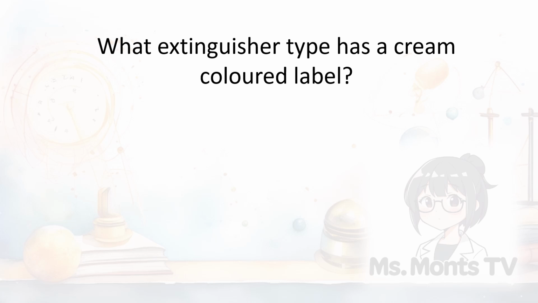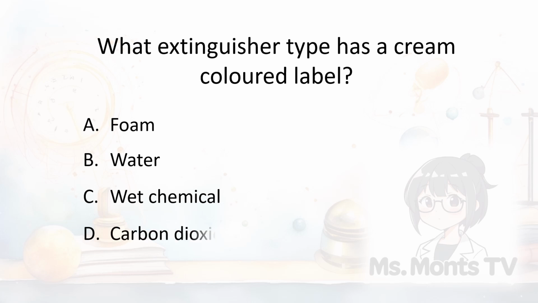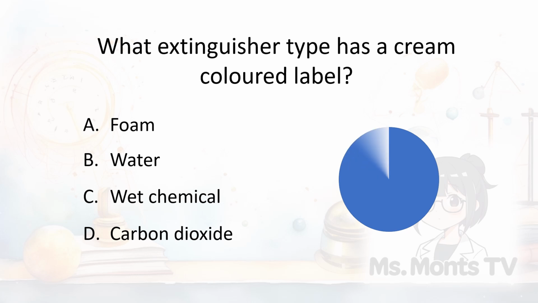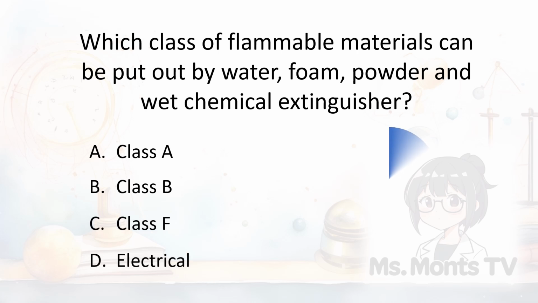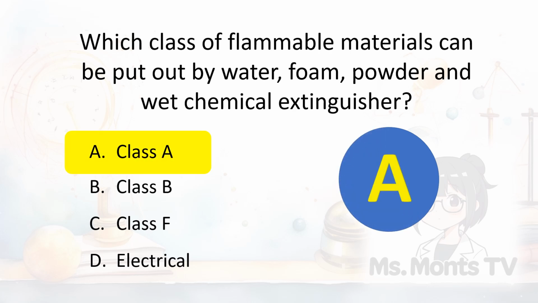What extinguisher type has a cream-colored label? Foam, water, wet chemical, or carbon dioxide. Letter A, foam extinguisher. Which class of flammable materials can be put out by water, foam, powder, and wet chemical extinguishers? A, Class A. B, Class B. C, Class F. D, electrical. A, Class A.